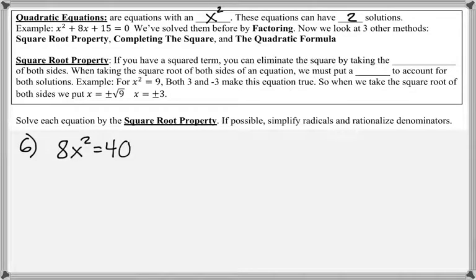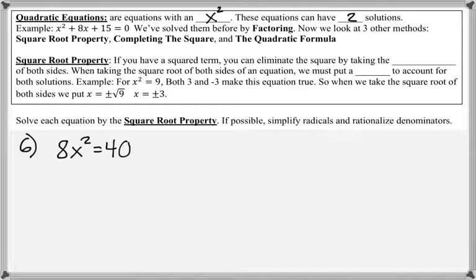So an example is x squared plus 8x plus 15 is equal to 0. And we've solved equations like this before, and we used factoring. So in this chapter, we're actually looking at three other methods to do this. We have the square root property, completing the square, and the quadratic formula. So our goal is really the same. It's just three different methods to do this, four different methods total.